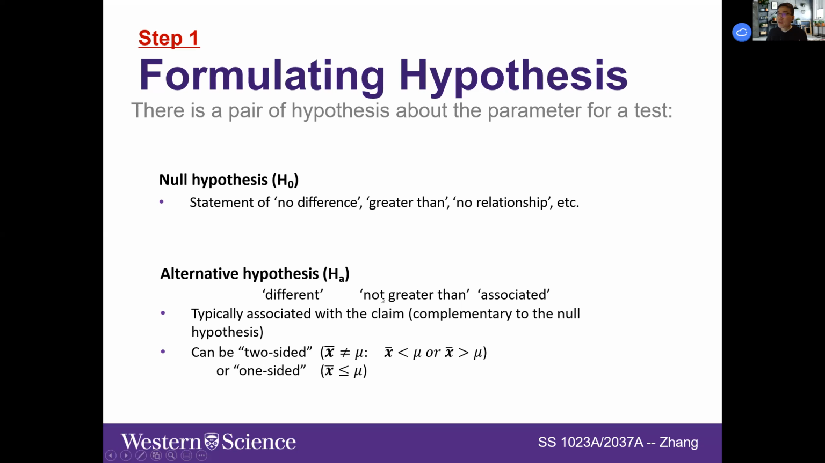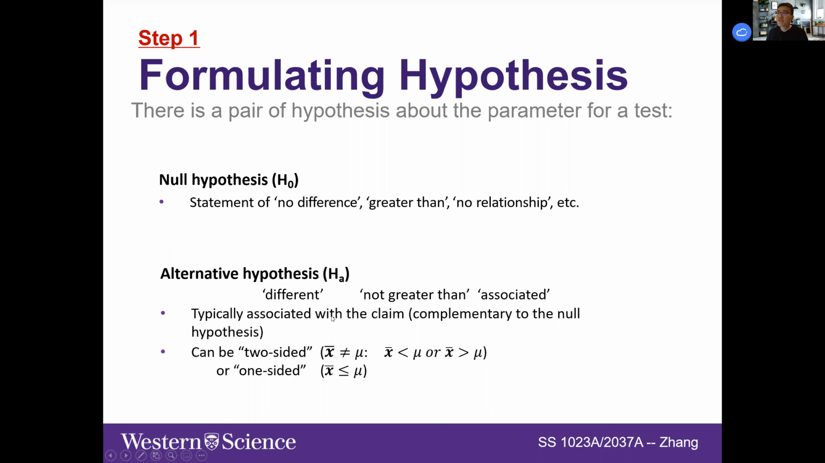However, if we look for something like not greater than for this hypothesis, then we are actually looking for a one-sided test, because we just look for whether our X bar is smaller or equal to our population mean, which is mu over here.